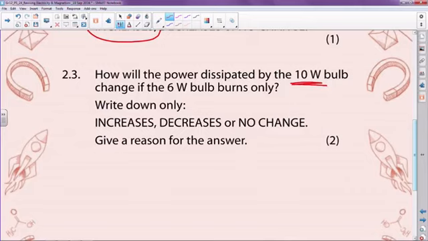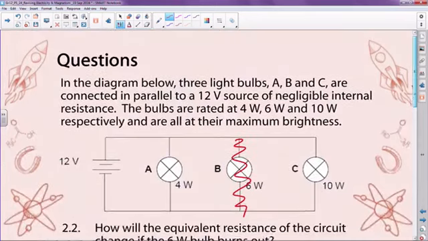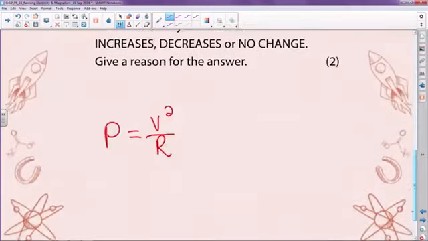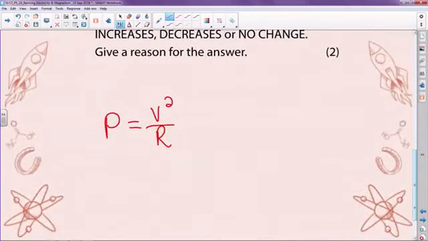Even though the resistance in the circuit changes, your current will change. But remember, if we're using this equation, power equals V squared over R, did the resistance of the 10-watt light bulb change? No. Does the potential difference across the 10-watt light bulb change? No, it's still the only thing in the circuit. That means that the power of the light bulb is constant.